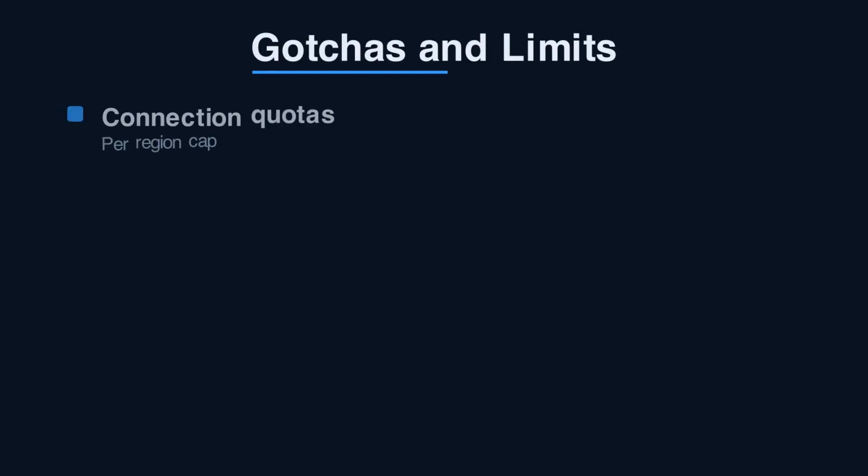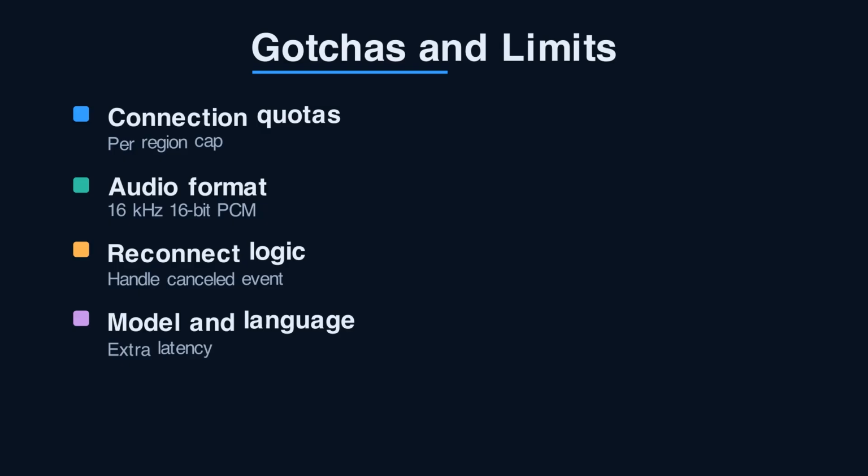A few traps. Concurrency. Each region has a default cap on simultaneous real-time connections, so check your quota and request increases before launch. Audio format. Streaming wants 16 kHz, 16-bit PCM for best accuracy. Resample early. Network drops will end a session, so handle the cancelled event and reconnect with backoff. And language. Auto language detection and custom speech models add latency and have their own limits. All of these numbers move, so verify quotas and pricing in the current Azure docs.